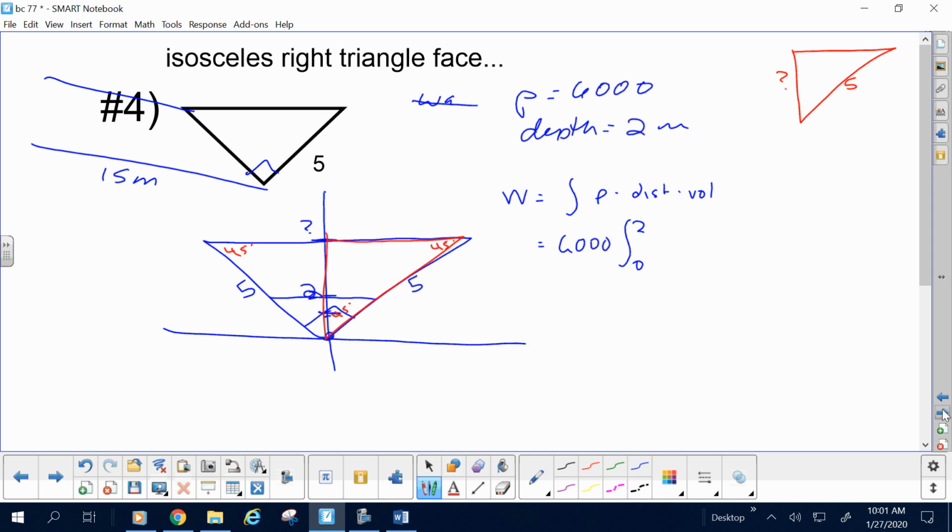It's a 45, 45, 90. You can do this by either trigonometry or similar triangles. Okay, so sine, cosine, or tangent? Sine. Sine or cosine, either way, because they're the same. Sine of 45 equals question mark over 5. Question mark is 5 sine 45.